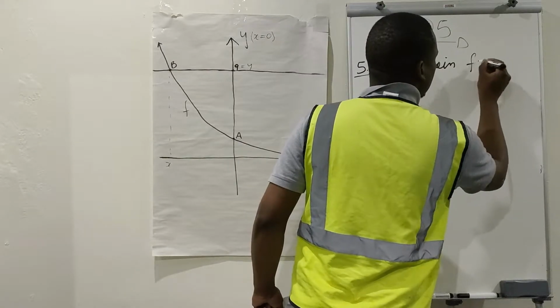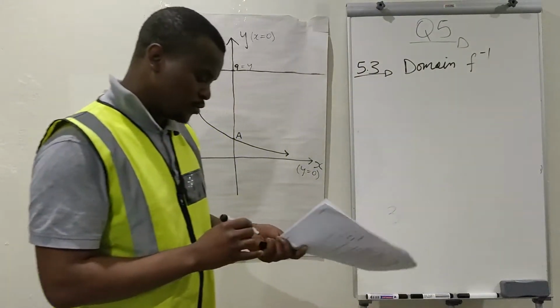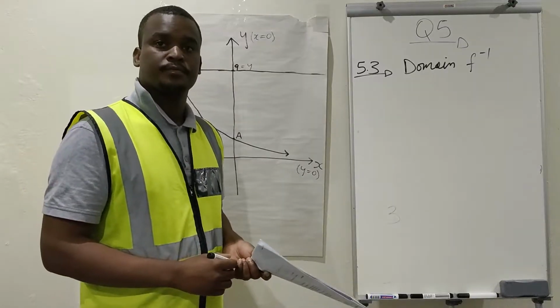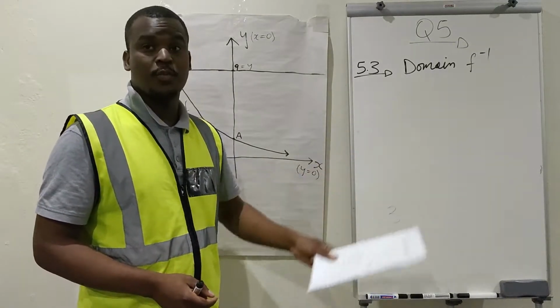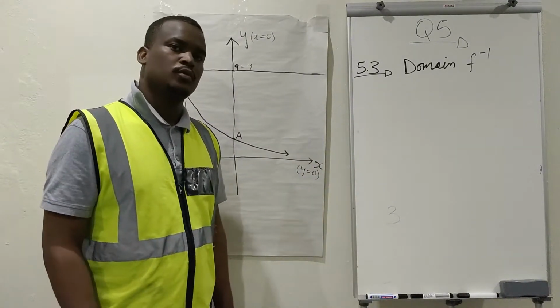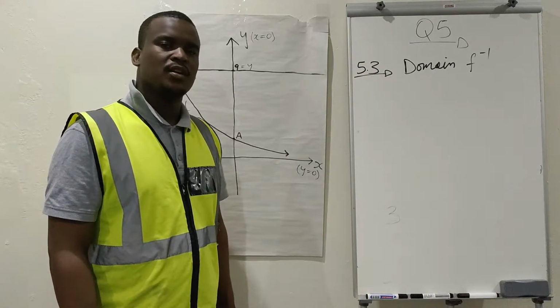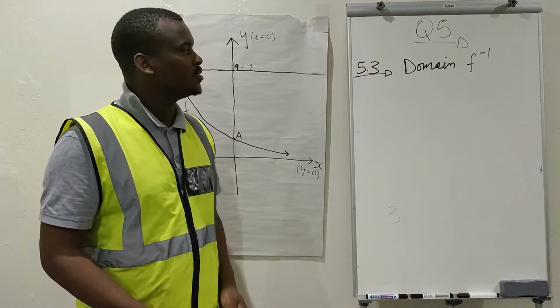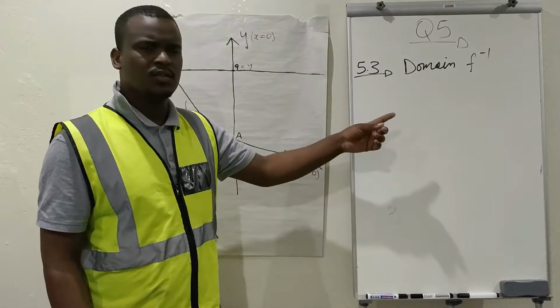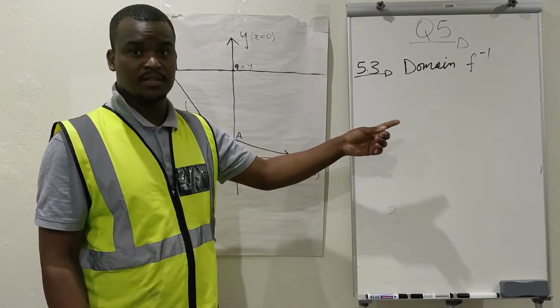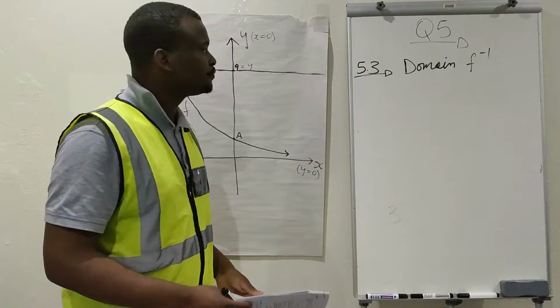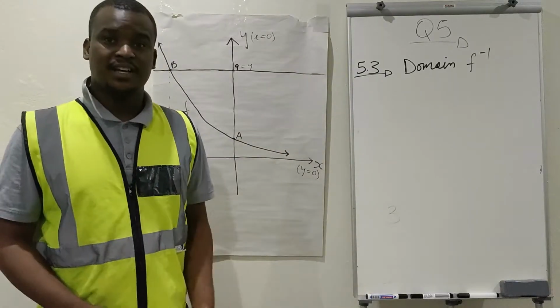Of f inverse. That's what they want you to do. They want you to write down the domain of that. So, what is actually the first question that we must ask? What is the domain in the first place? So, actually, what is the inverse?